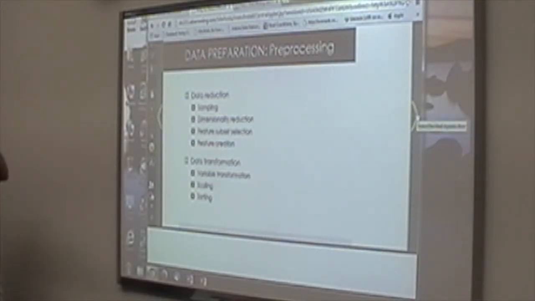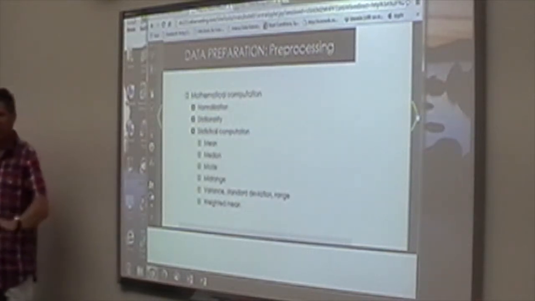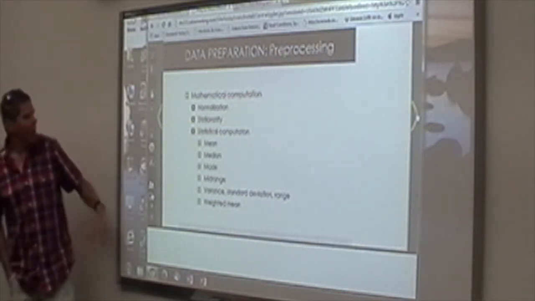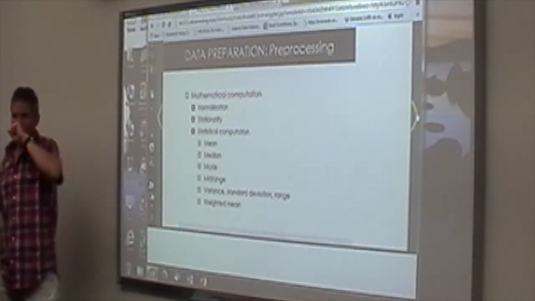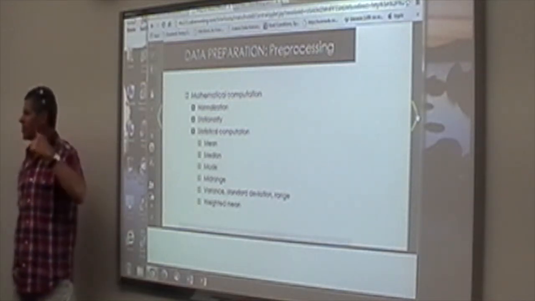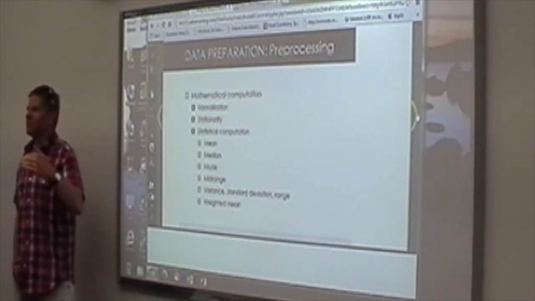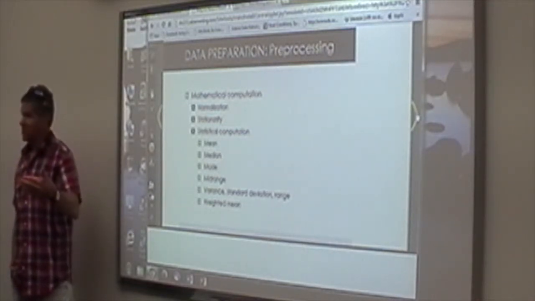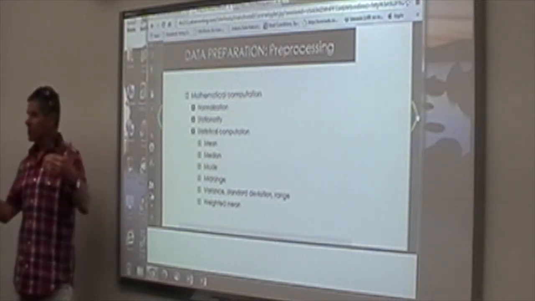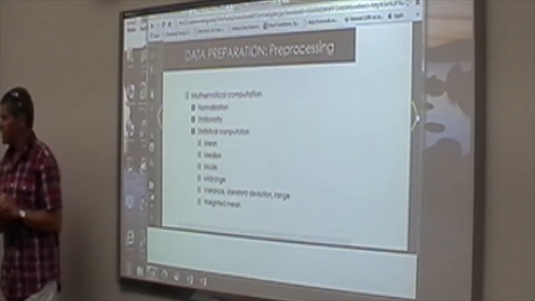Questions so far? I'm kind of giving a big picture, then we're going to dive down into more depth as we go forward. Some other things you can do with your original data are mathematical computational techniques. Normalization: normalized data could be based on a Gaussian curve, or you can do other sorts of normalization.